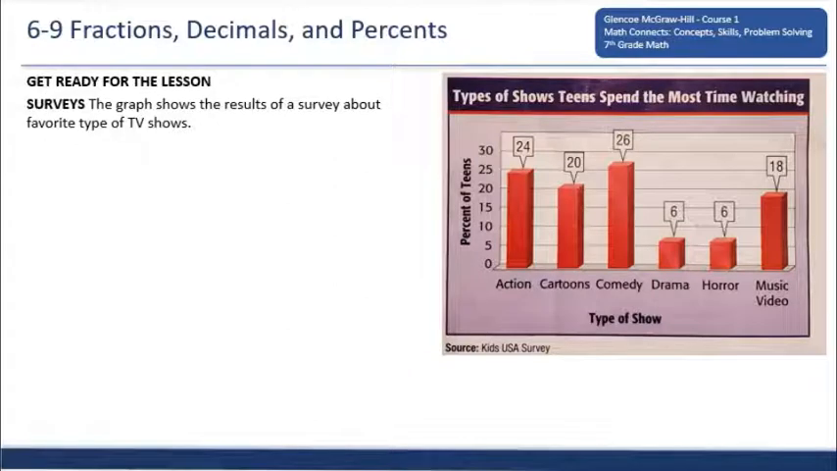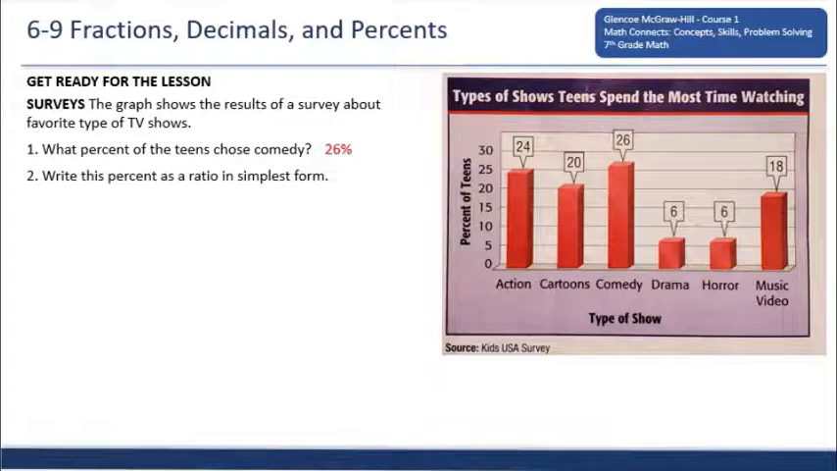Notice that the y-axis shows the percent of teens, the x-axis shows the type of shows, and all the bars on the graph show values. It says 24 for action, that's 24%, and then 20% for cartoons, 26% for comedies, and so on. What percent of the teens chose comedy? If we look over at the graph, look at comedy, it says 26, so we know it's 26%.